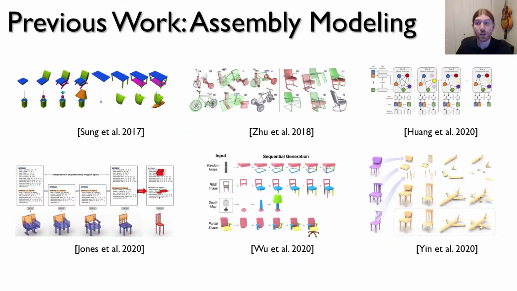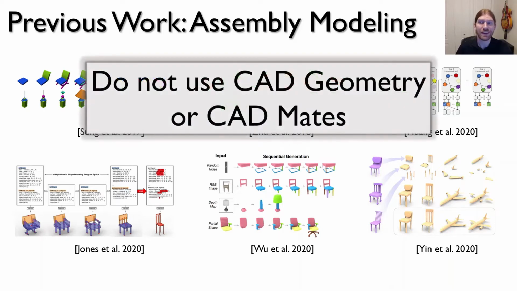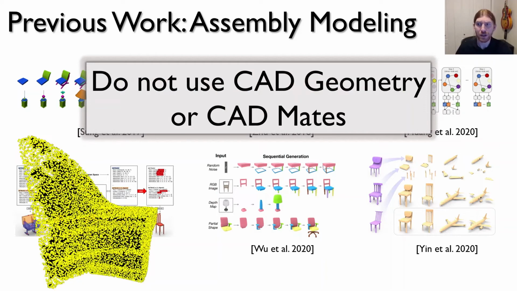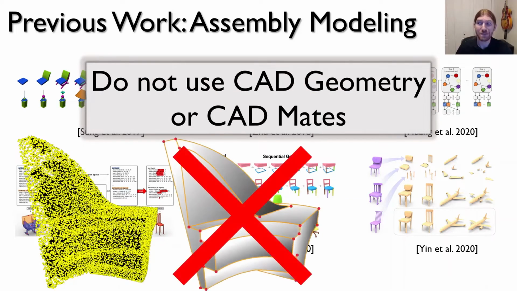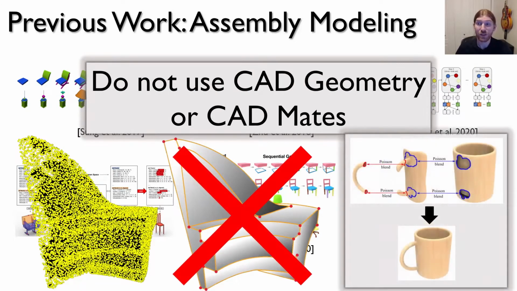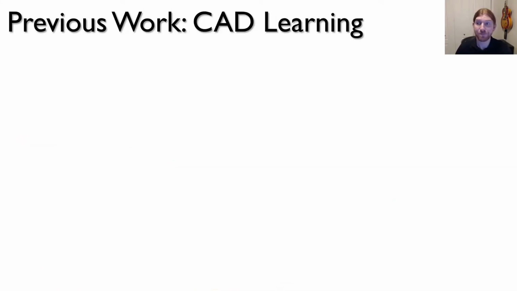There's been a lot of work in machine learning for assembly modeling in recent years. While impressive results have been achieved in aligning parts to build assemblies, none of these works use CAD native data formats. They work with approximate geometric meshes or point clouds, rather than exact parametric CAD geometry, and learn rough positional alignment rather than exact constraints on parametric entities.